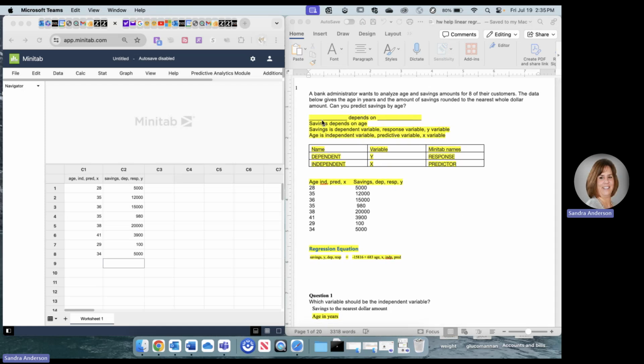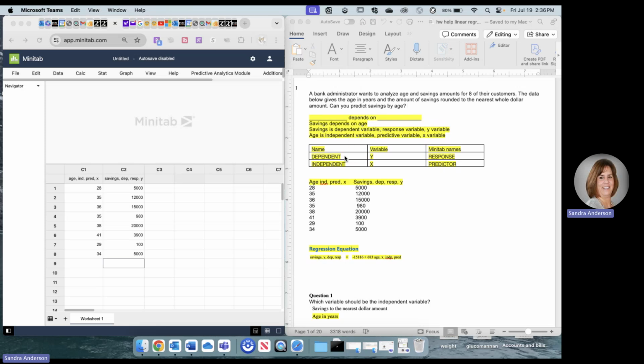So basically, I always open a blank that says blank depends on blank. And in this case, it says, can you predict the savings by their age? So their savings depends on how old they are. Savings depends on age. So I always do that. I try to make common sense out of what the question is asking. So make sure you pay attention to the question of the problem.